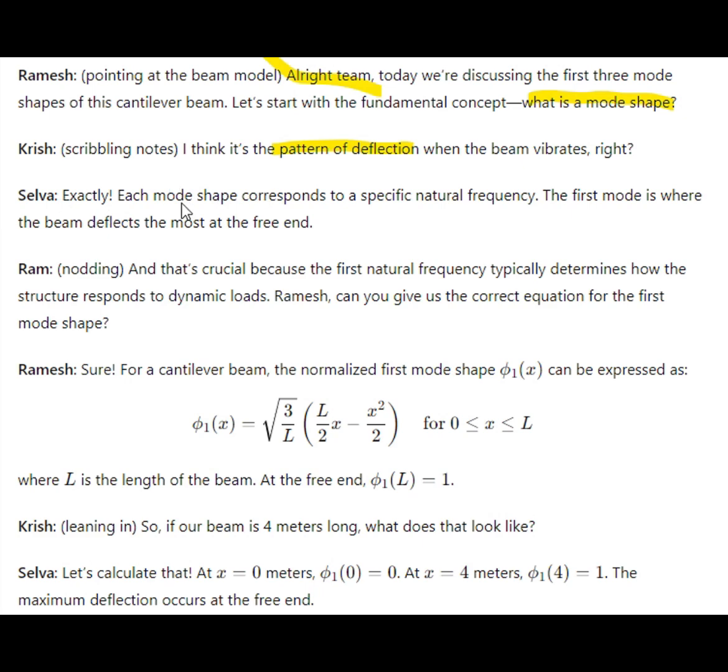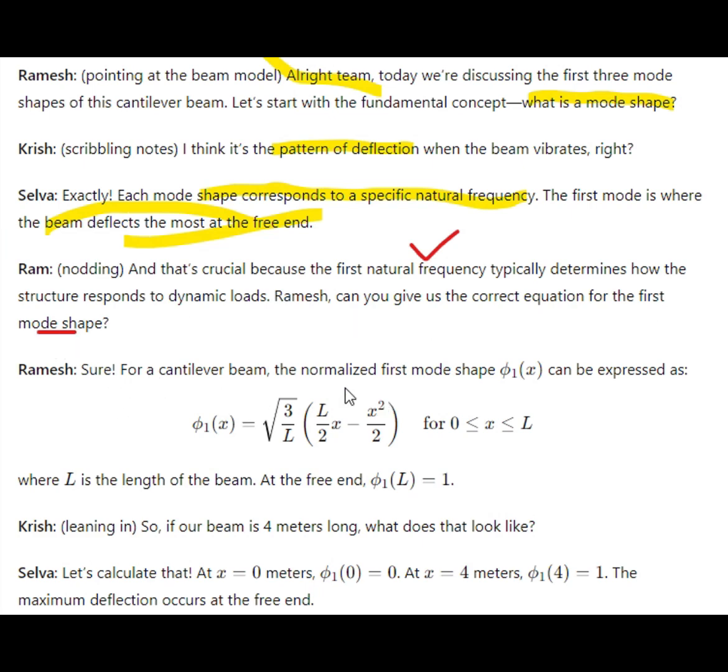Exactly, each mode corresponds to a specific natural frequency. So each frequency has its own mode shape. The first mode is where the beam deflects most at the free end. And that's crucial because the first natural frequency typically determines how the structure responds to dynamic loads. Can you give us the correct equation for the mode shape?